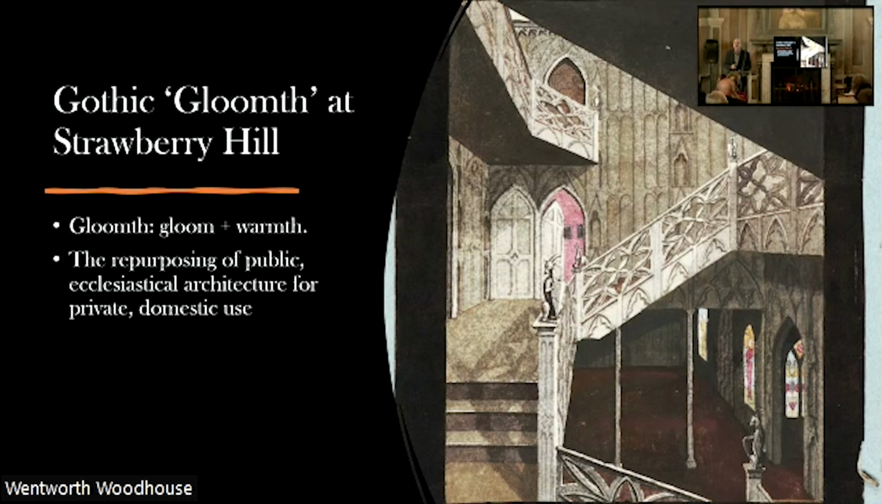It's a portmanteau term. He sandwiched together gloom and warmth, signifying the application of a public ecclesiastical form, an architectural style used for churches, public buildings, ancient architecture, and applying it to a modern private domestic habitation. You can't live in a chilly abbey, can you? So he uses this word glooms, and there you can see an image by the architectural draftsman John Carter, and I think it captures that sense of glooms, imaginative gloominess that excites the imagination, the passions at Strawberry Hill.